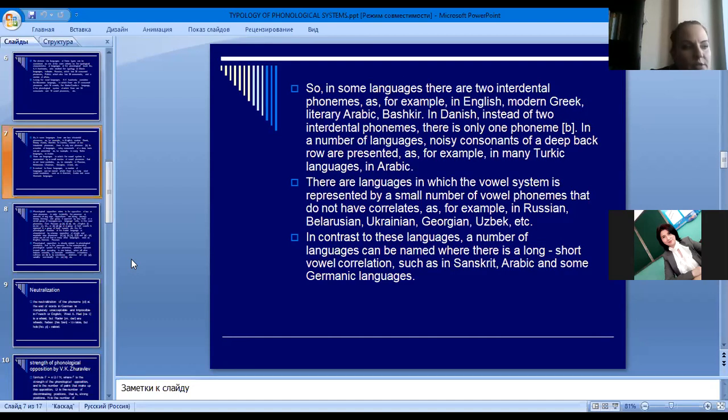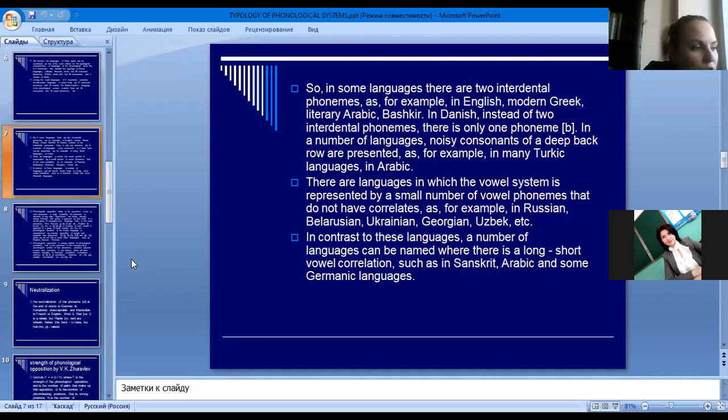In some languages, there are 2 interdental phonemes, as for example in English, modern Greek, literary Arabic, Bashkir, and so on. In Danish, instead of 2 interdental phonemes, there is only 1 phoneme. In a number of languages, noisy consonants of a back row are presented, as for example in many Turkic languages, in Arabic, and so on.